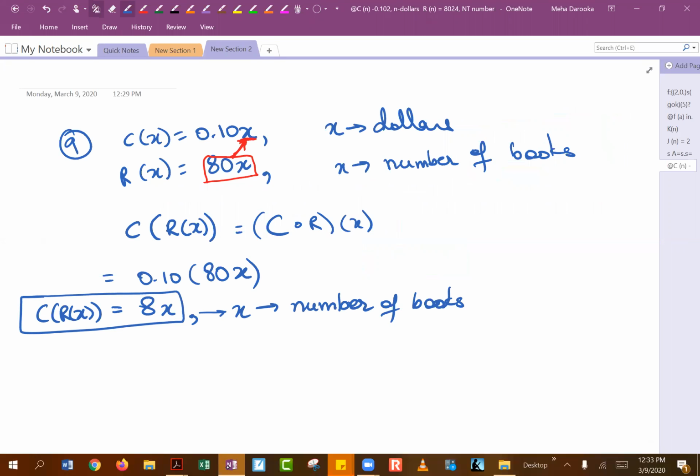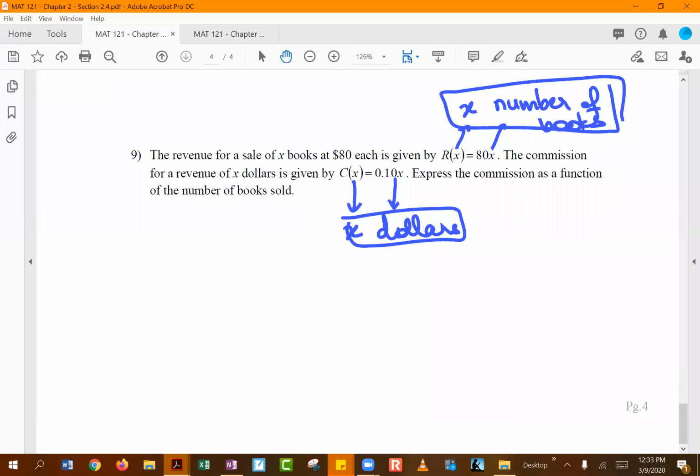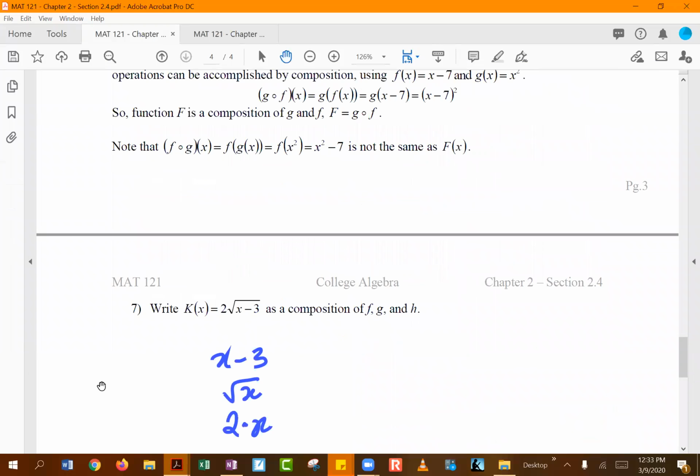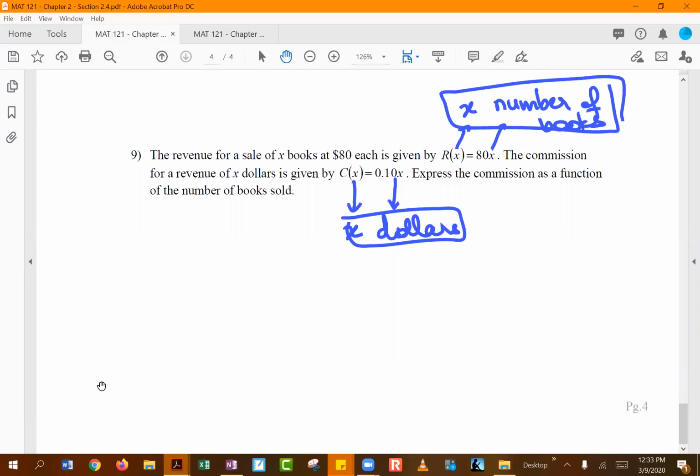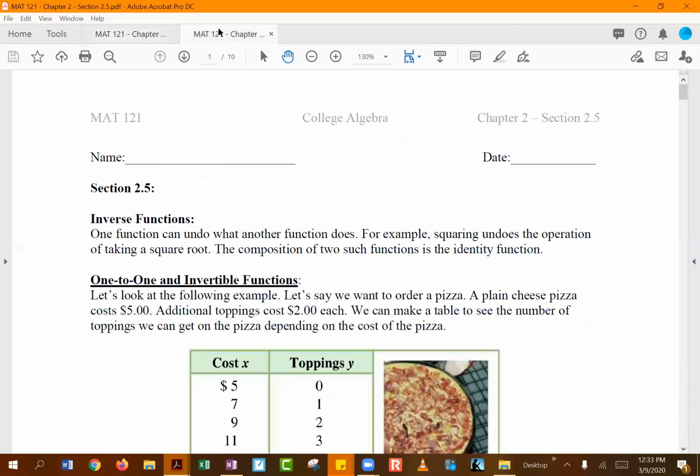Okay, so I believe that was the last example for whatever this is, 2.4. All righty. You guys should have your 2.5.